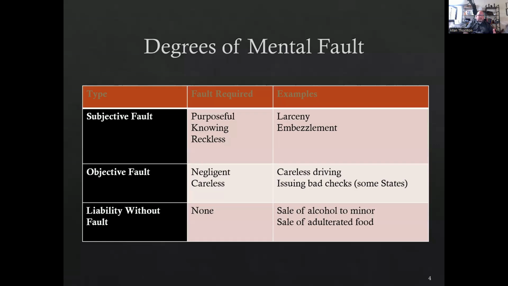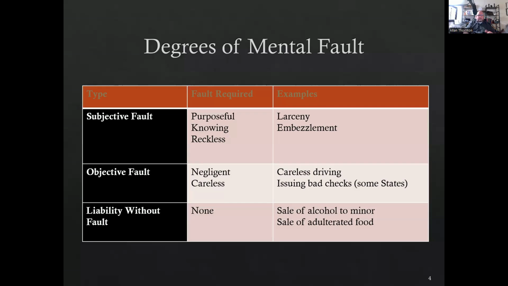Same way with issuing bad checks. They are negligent in the way that they are looked at, but you still have those elements. You have an act that's there, and then the mental decision to act in such a careless way as to cause these things to happen.